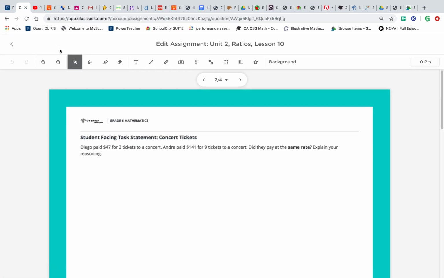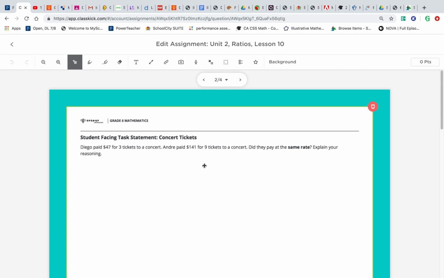Hello, class. All right, we have a new lesson in ratios, and today we're going to be looking at concert tickets, and we're going to be seeing if people paid at the same rate, if they basically paid the same thing per ticket. Okay, and so we see in this situation, Diego paid $47 for 3 tickets to a concert. Andre paid $141 for 9 tickets to a concert.